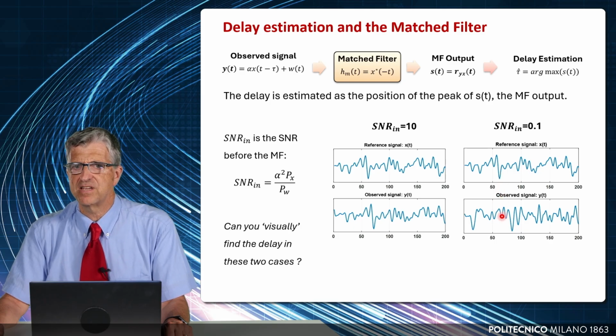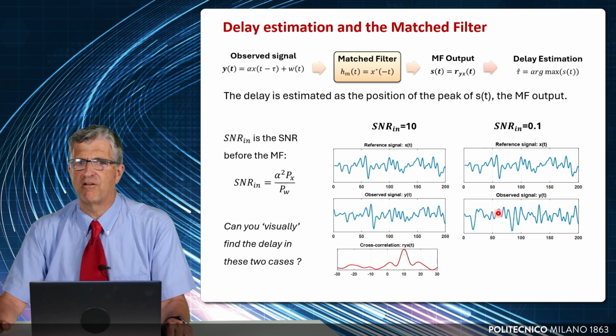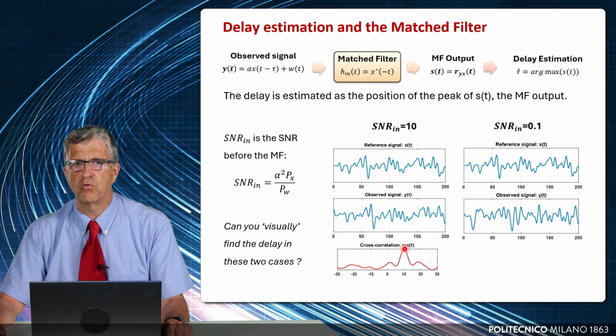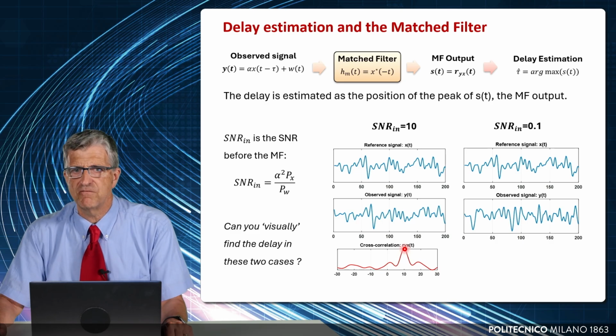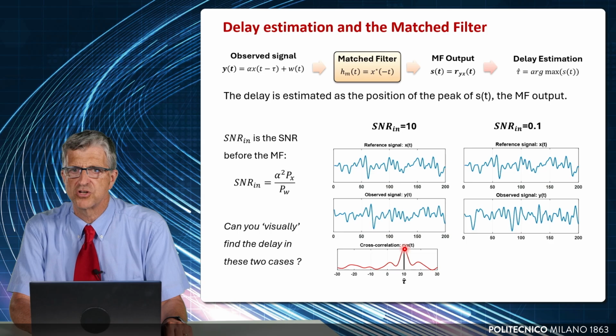And finding the delay visually was almost impossible. However, if we compute the cross-correlation between the observation and the reference, we see that the cross-correlation has a peak here at tau equals 10. 10 is in fact exactly the delay that I was assuming in my simulation.